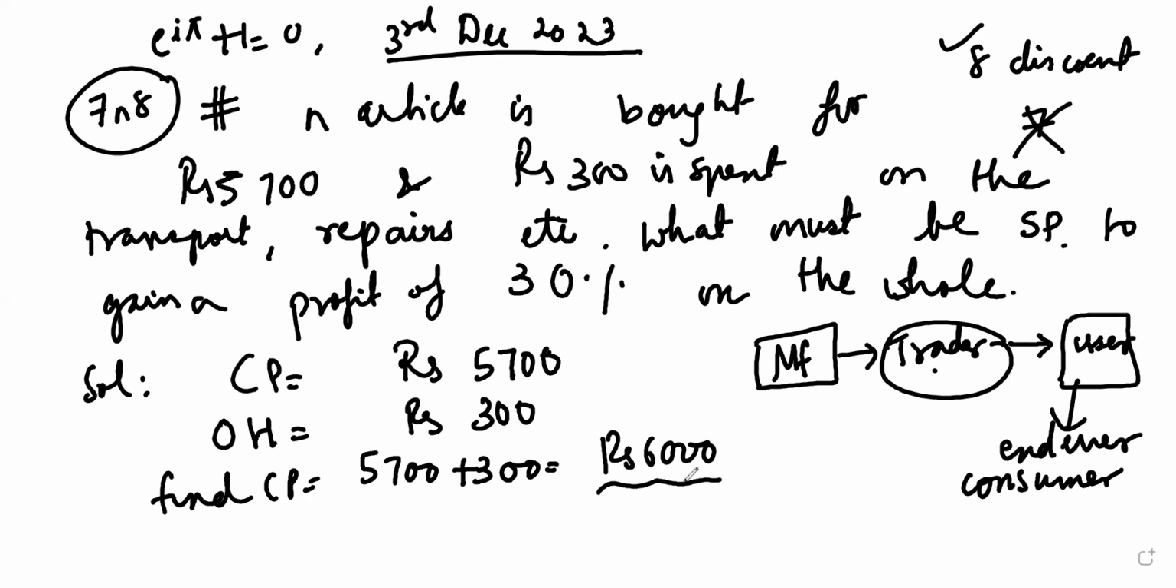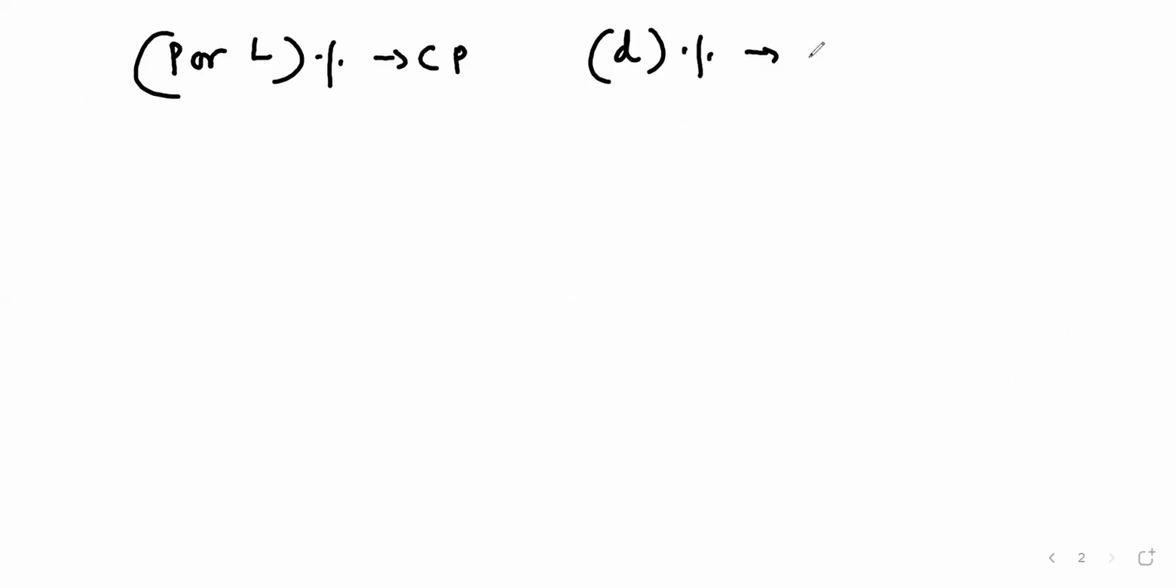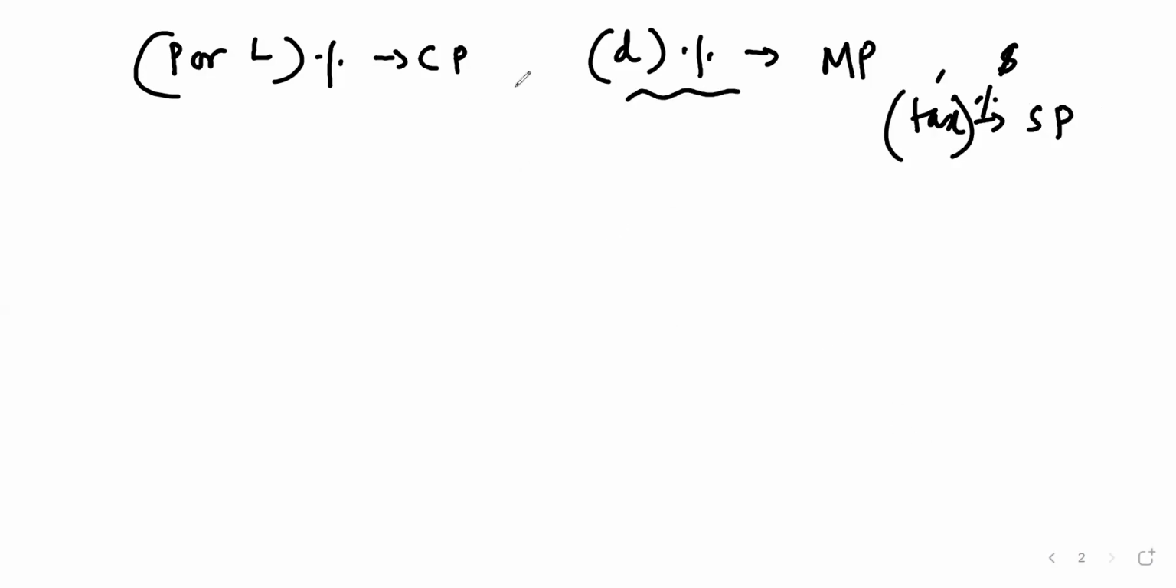So the profit or loss has to be computed upon this final cost price. Profit or loss percentage will always be upon the cost price. Discount as a percentage is upon the marked price, and tax is always upon the selling price. So for grade 7, there is no concept of discount. For grade 8, there is a discount. But in this sum, I'm only talking about profit and loss now.